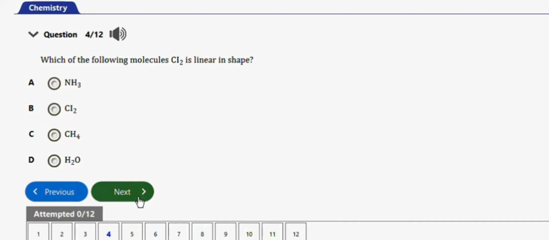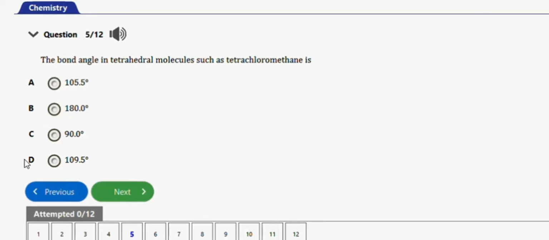The next question says the bond angle in tetrahedral molecules such as tetrachloromethane is... The right answer is option D, 109.5 degrees. Take note of this particular question, guys.